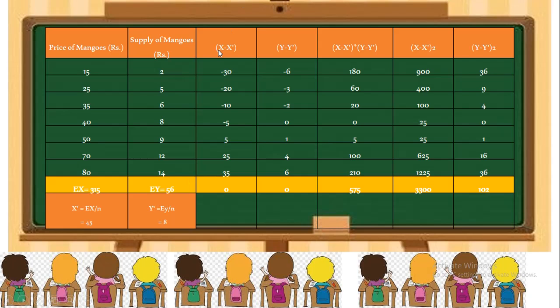So the first thing which we need to do to find the correlation is finding x minus x bar. So this is the x variable. From all respective x values we have to subtract x bar, which is 45. So the first is 15 minus 45, which is minus 30. 25 minus 45, which is minus 20. 35 minus again x bar, which is 45, minus 10, and so on.